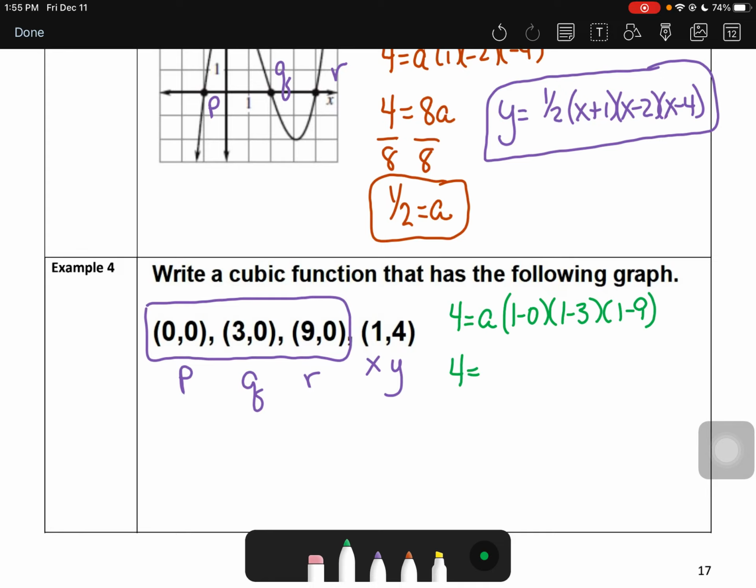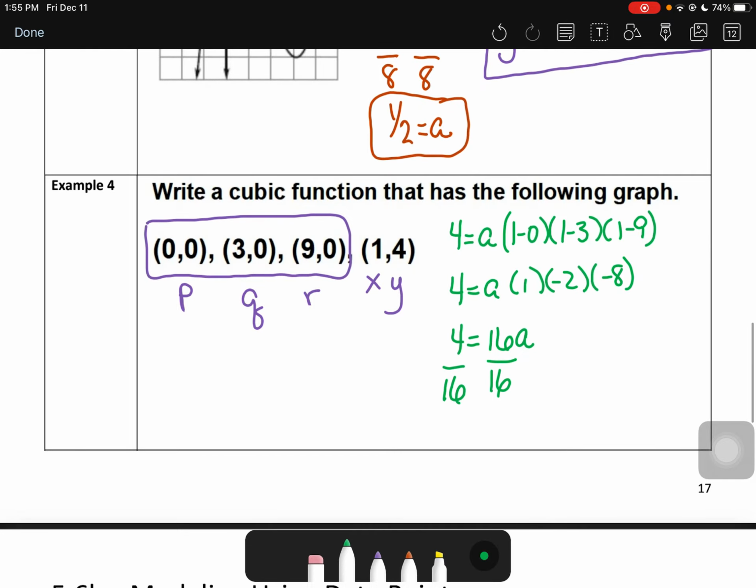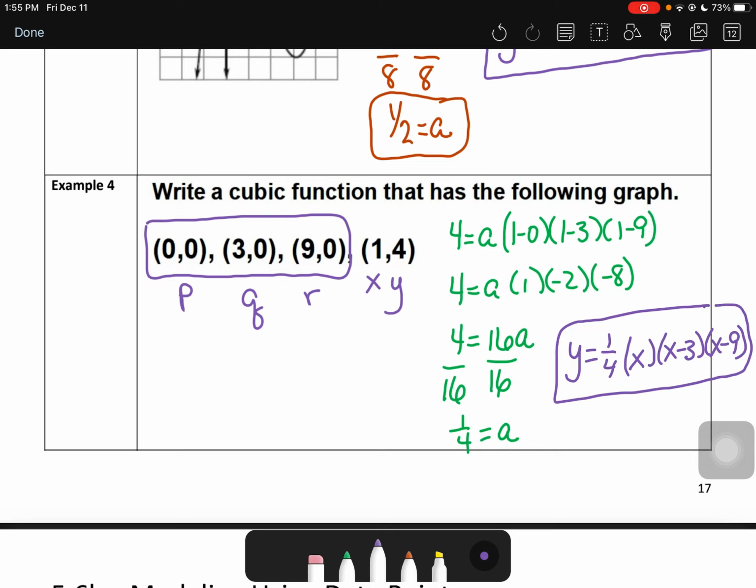So we have 4 equals a times 1 times negative 2 times negative 8. Multiplying those values together, we get 16, and when we divide both sides by 16, we know that our a value is 1/4. So when we write the equation, we will have y equals 1/4 times x minus 0, which we could just leave as x, then x minus 3, and x minus 9. And that will be the equation for our cubic function.